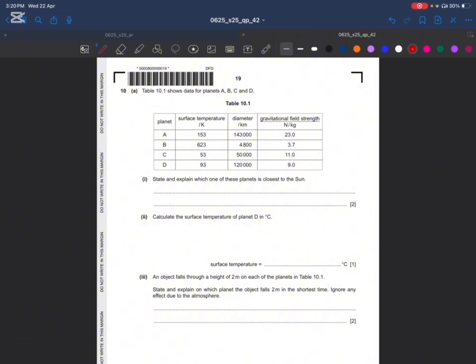This question is based on your space physics topic. Here, table 10.1 shows the data for planets A, B, C, D. Here you have the surface temperature. Here they have given you the diameter in kilometers, and then you have the gravitational field strength. So this is the data you have for different planets A, B, C, D.